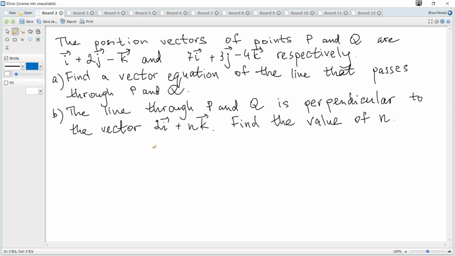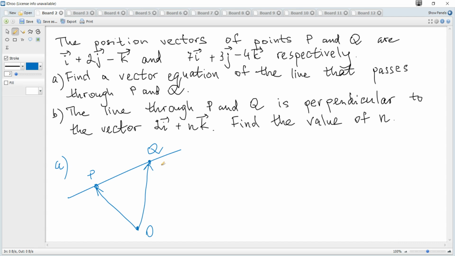The position vectors of points P and Q are given. Question A: find the vector equation of the line that passes through P and Q. So it is given two points P and Q, so that the position vector of P and the position vector of Q are given.